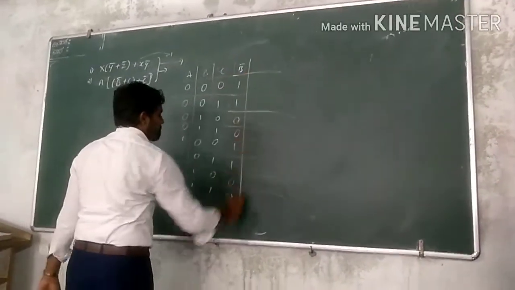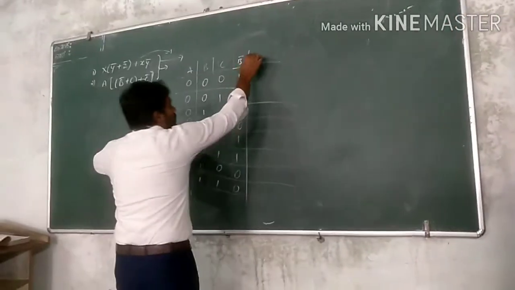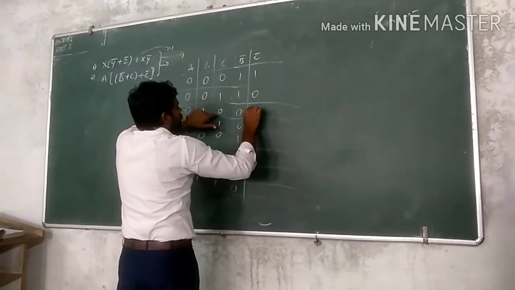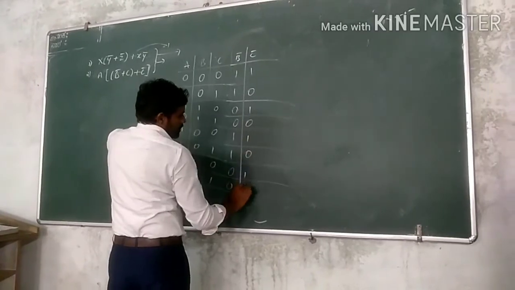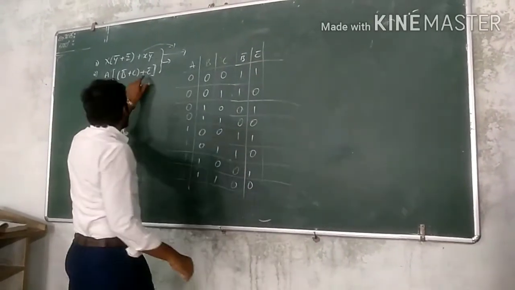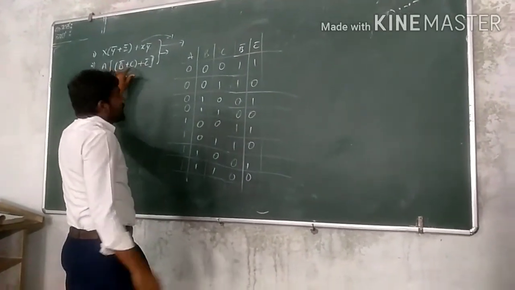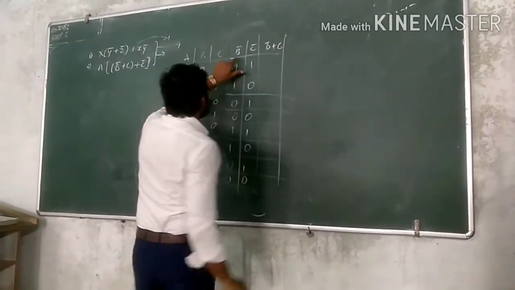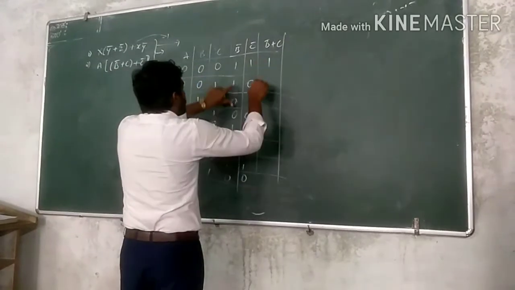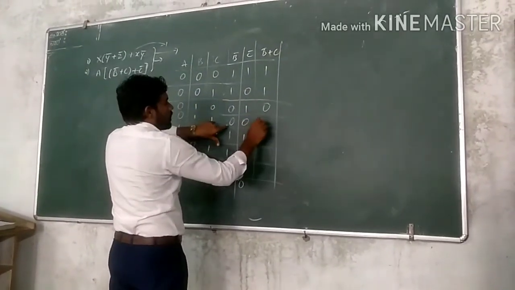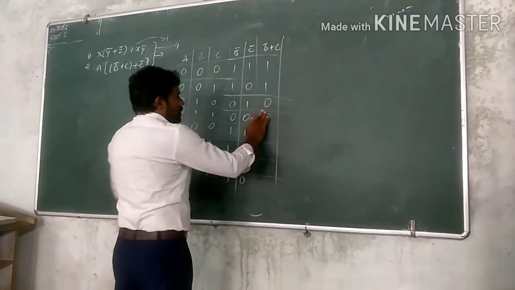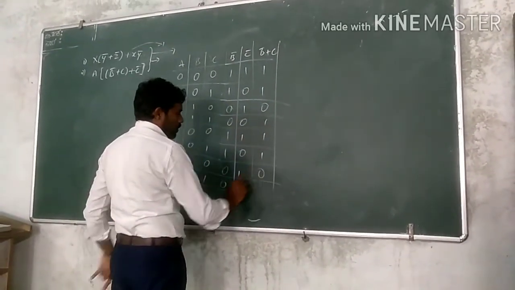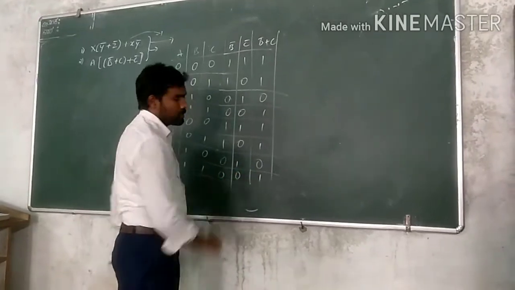Next, c complement is required. C complement is 1 0 1 0 1 0 1 0. Next, the whole term, that is b complement plus c. So 0 plus 1 is 1, 1 plus 1 is 1, 0 plus 0 is 0, 1 plus 0 is 1, 1 plus 0 is 1, 1 plus 1 is 1, 0 plus 0 is 0, 1 plus 0 is 1.